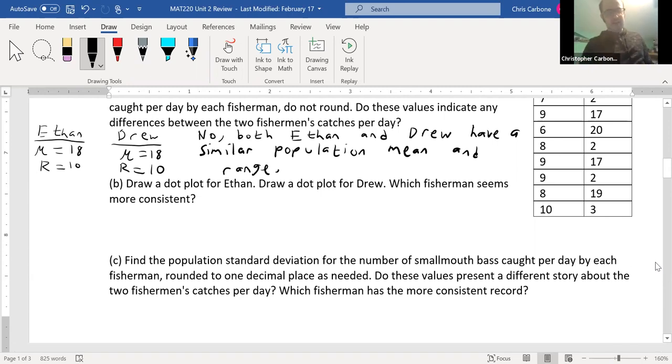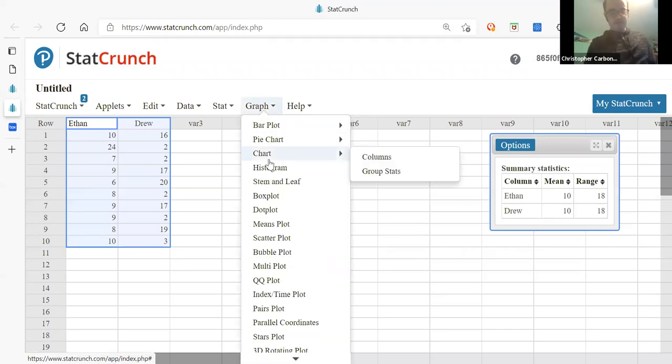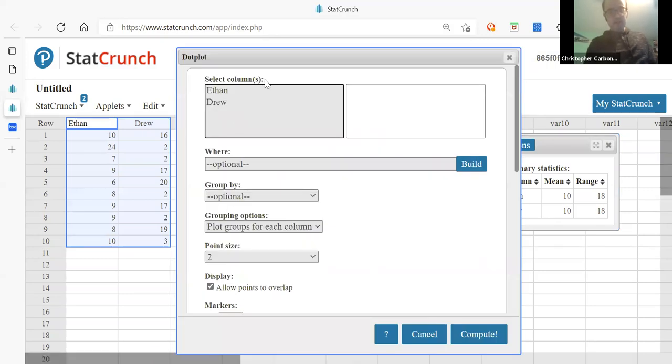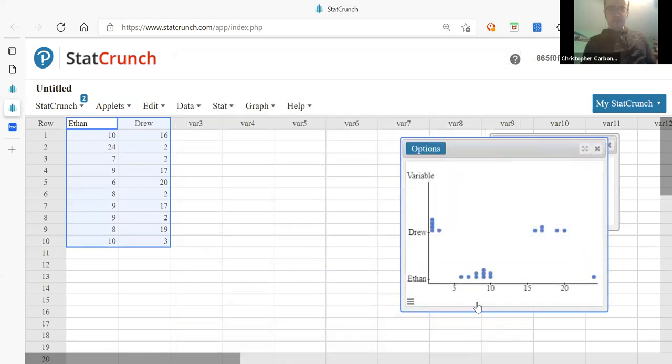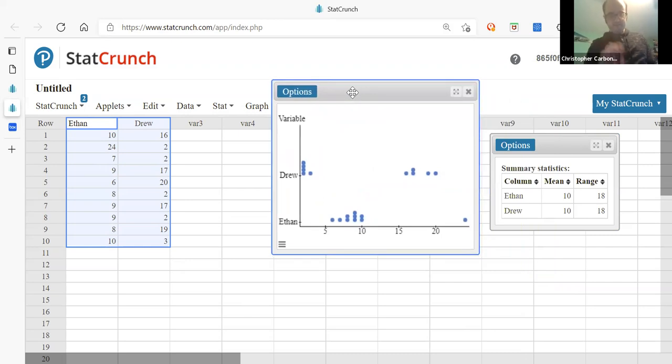But of course, let us face our next question. We want to draw a dot plot for Ethan and for Drew. Which fisherman seems to be more consistent? Since we are going to have another pictorial reference, it's naturally going to show us what's going on with this data. So we're doing a dot plot. Graph, dot plot, and I'll do both boys at the same time. And then we're going to hit compute.